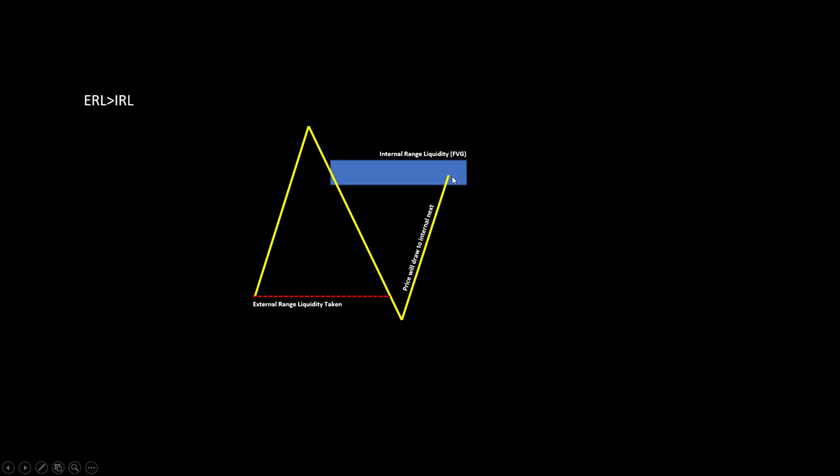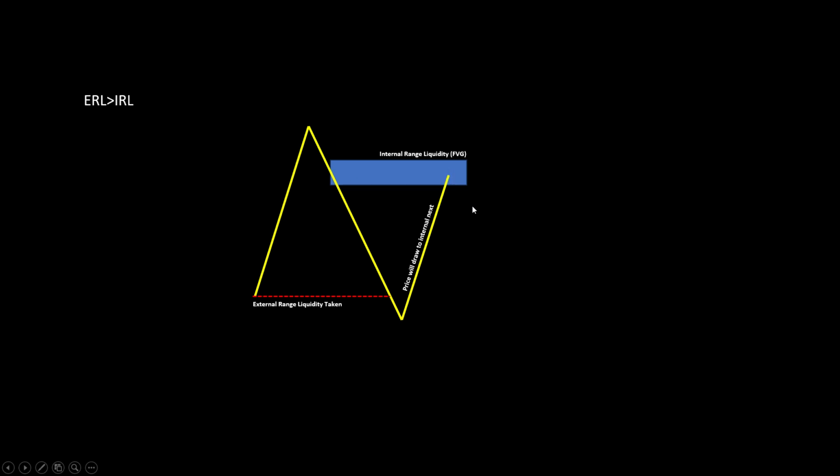Okay, so what we have learned on the last slide: if we tap internal range liquidity, the next draw on liquidity is going to be the old low. Because you can see we are right now at this bearish fair value gap, so we're going to look for the sell setup, right? Because we are at the bearish fair value gap here.